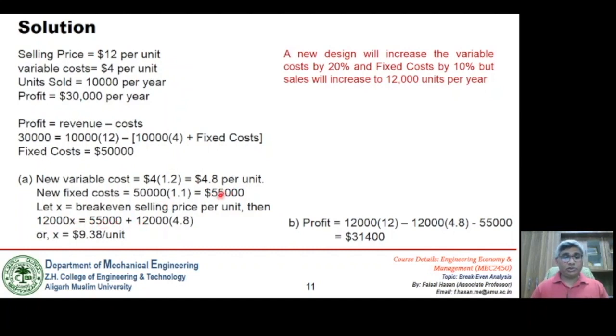The total cost is composed of two things: the fixed cost, which is $55,000 for the new design, and the variable cost, which is this much. If we solve for X, it comes out to be $9.38. This will be the price of the unit to be charged so that the break-even point will be achieved at this amount of production or selling.